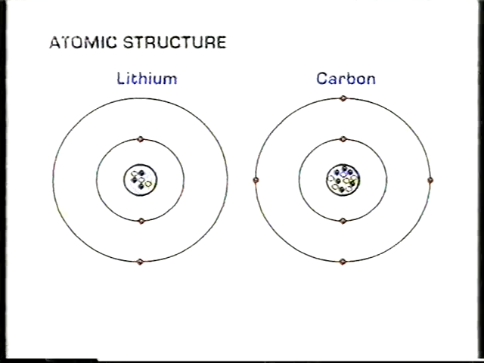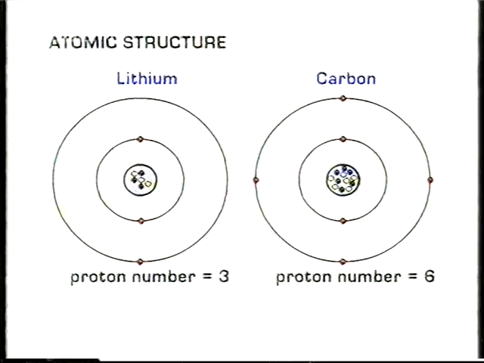This is the atomic structure of lithium on the left and carbon on the right. Lithium has a proton number of 3 because it has 3 protons. Carbon has a proton number of 6 because it has 6 protons. The number of electrons in an atom is the same as the number of protons. So lithium has 3 electrons and carbon has 6 electrons.